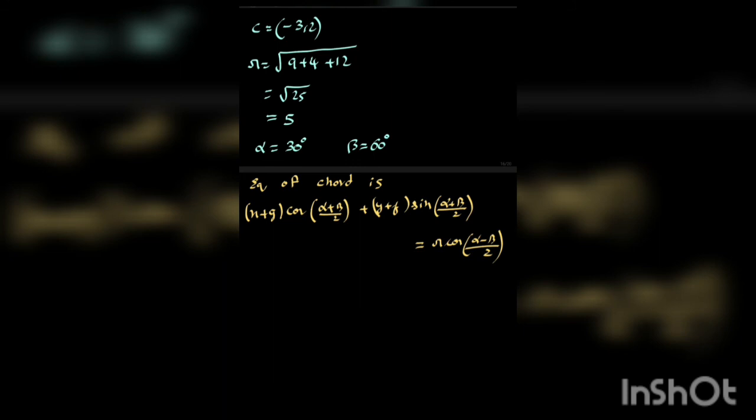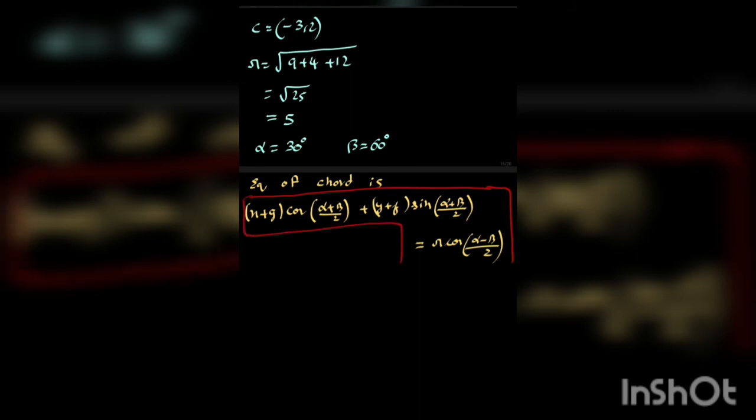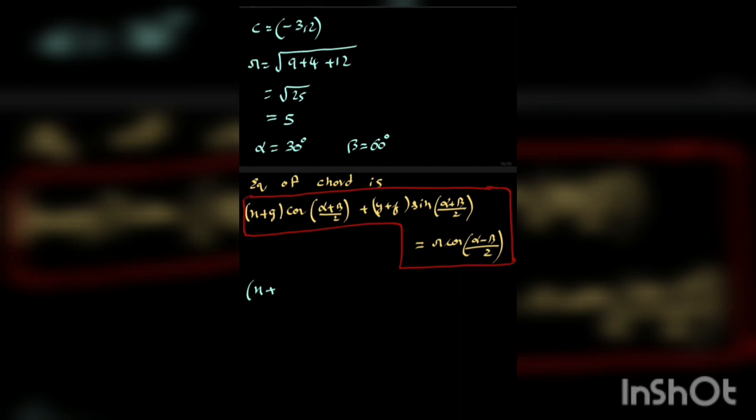So what is the equation of the chord? (x + g) cos((alpha + beta)/2) + (y + f) sin((alpha + beta)/2) = r cos((alpha - beta)/2). So substitute the values, then we get x plus, so what is g? Minus 3.